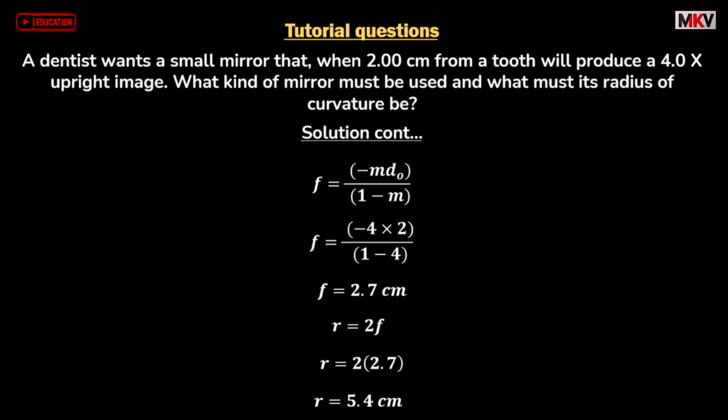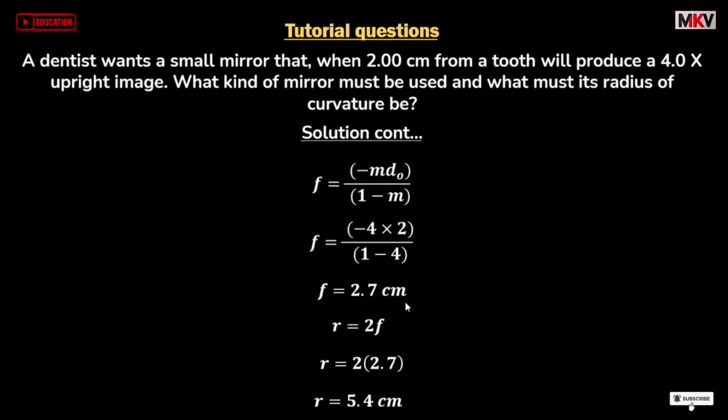So continuing the solution, we substitute our values, which are the magnification and the object distance, into the equation we generated. So f is equal to minus 4 times 2 all over 1 minus 4. So after computation, we're having our focal length to be equal to 2.7 centimeters.